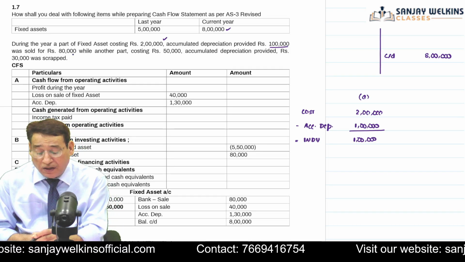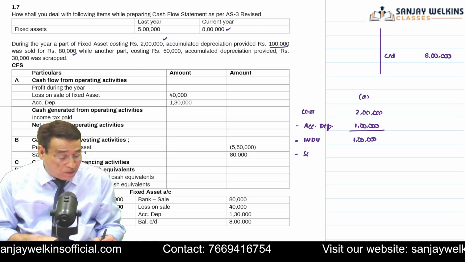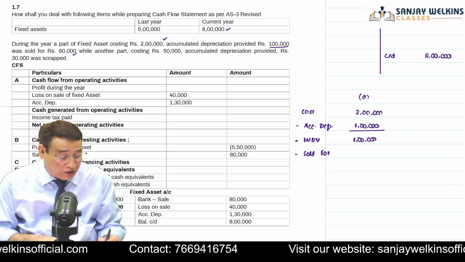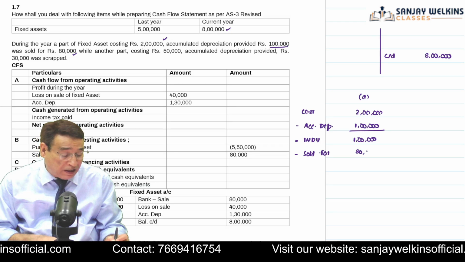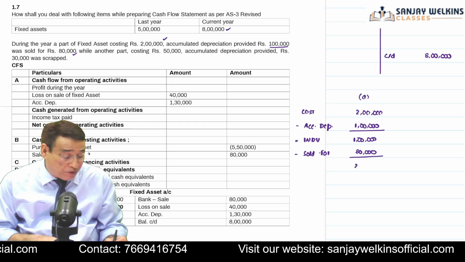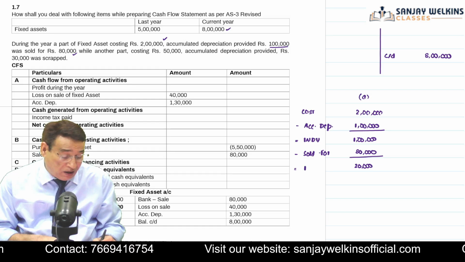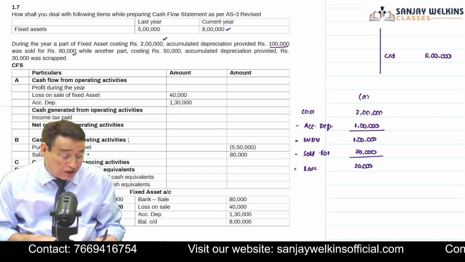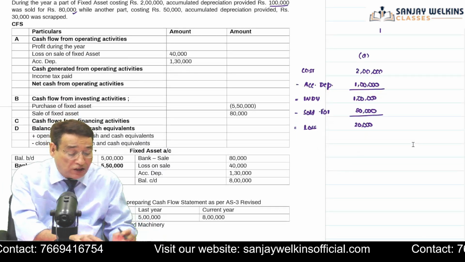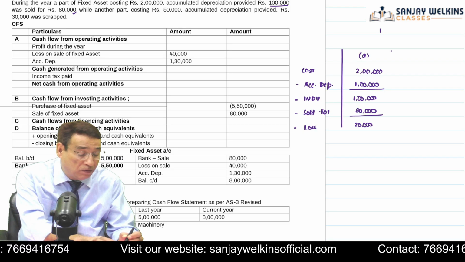Now the question says that we sold this one for 80,000. If we are selling it for 80,000, that means 20,000 is loss. Obviously, if the written down value of the asset is 1 lakh and you are selling it for 80,000, there will be a loss of 20,000, isn't it? So there is a loss of 20,000. Correct?